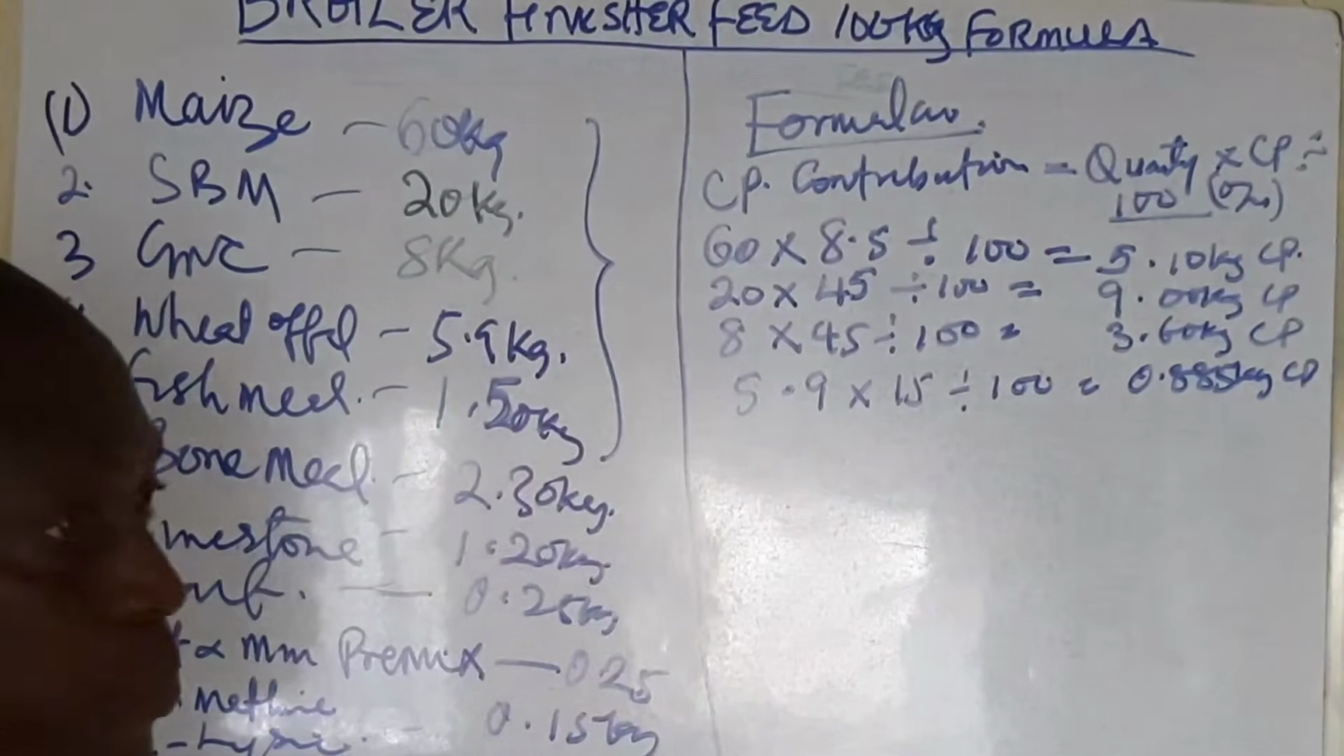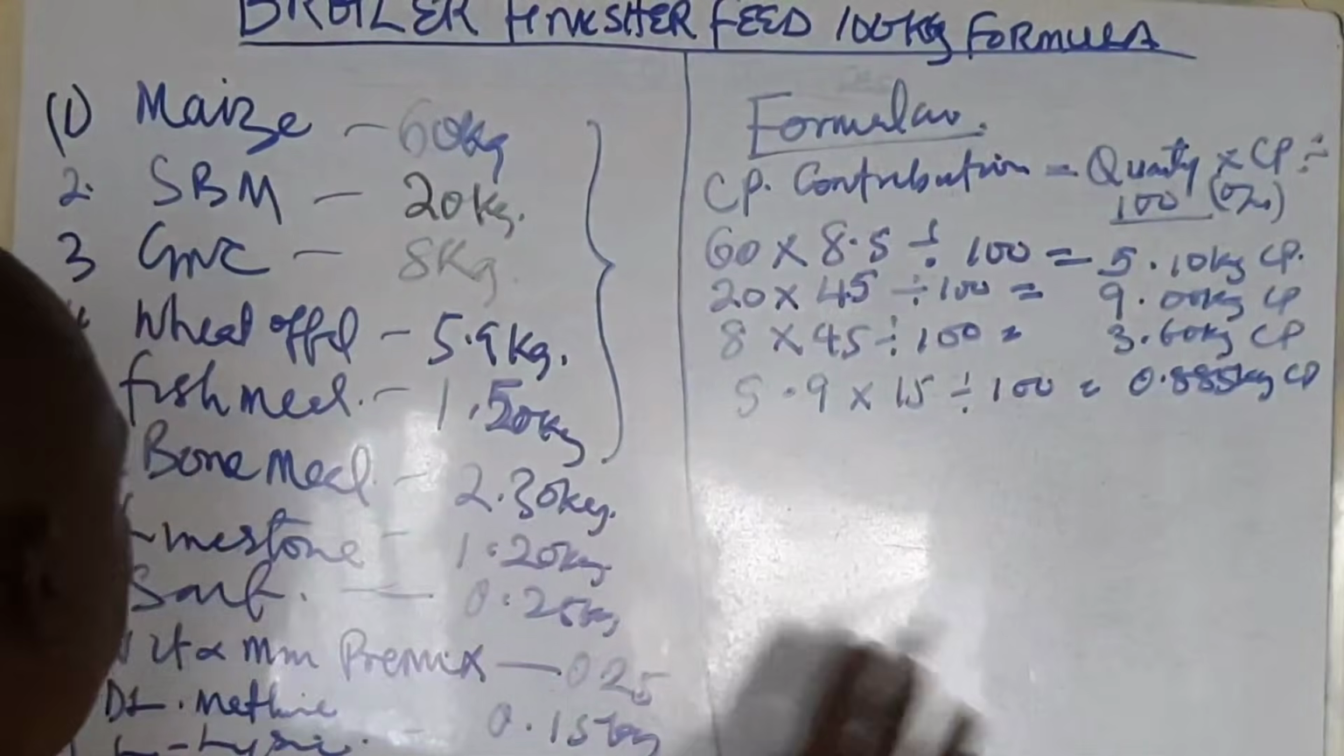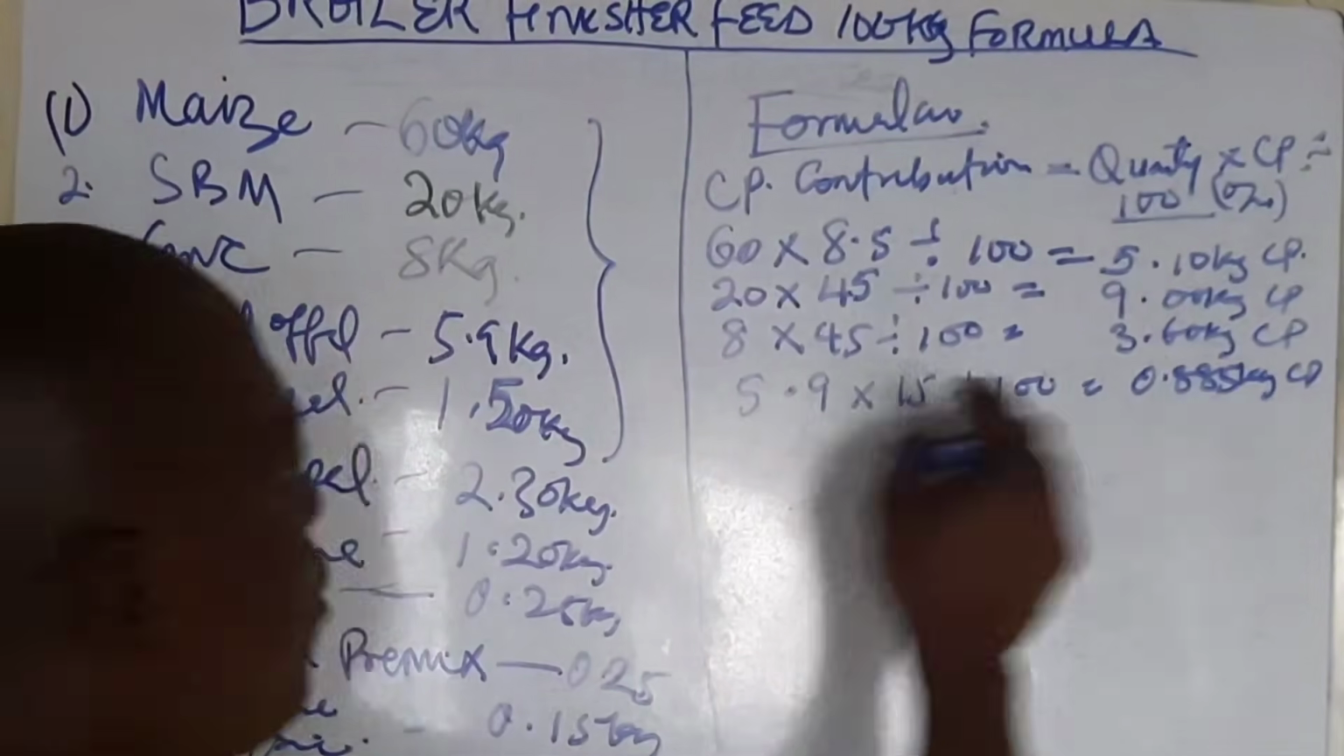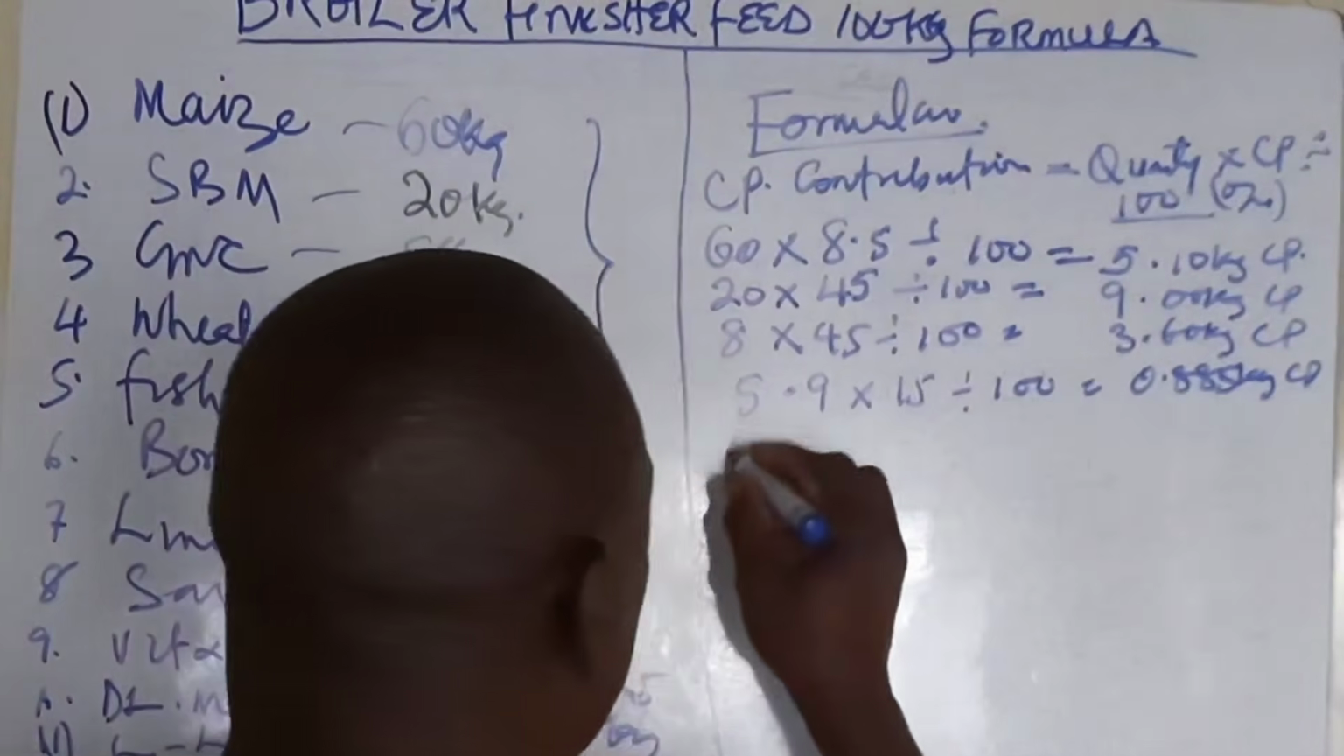Then others, these are the only products that are for crude protein. Bone doesn't have protein. Bone is mineral. Limestone is mineral. Salt is mineral. Vitamin and others here are minerals. So now if you add up this now, add up.